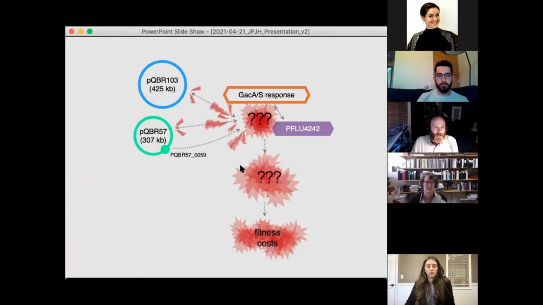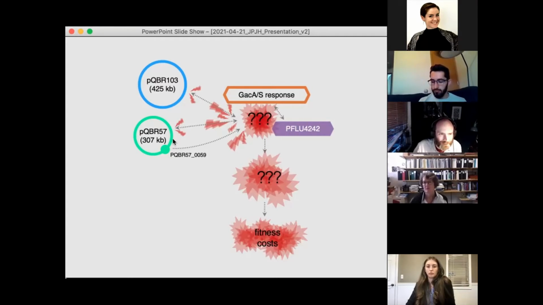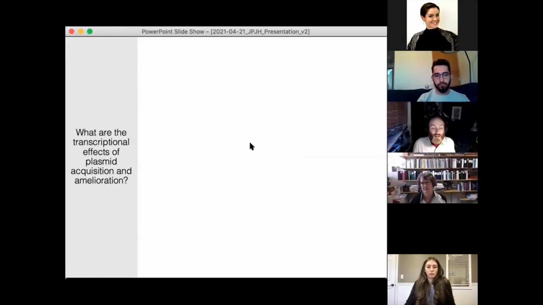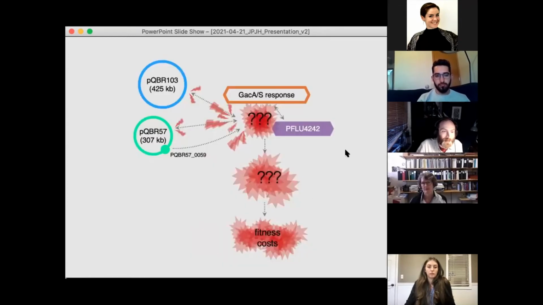Okay, so we've got a kind of complicated situation going on, right? Either of these plasmids has some kind of interaction that involves these three genes, the GAC-AS system, this gene PFLE4242, and this gene on the plasmid. There's some interaction between all of them such that if you break one of them, you resolve the fitness costs, right? There's some kind of cascade going on between these things which is causing the fitness costs. If you break one of these things, then we solve the fitness costs. And we wanted to understand what was going on there. We wanted to understand what these question marks were, basically.